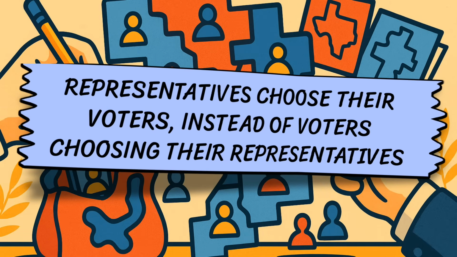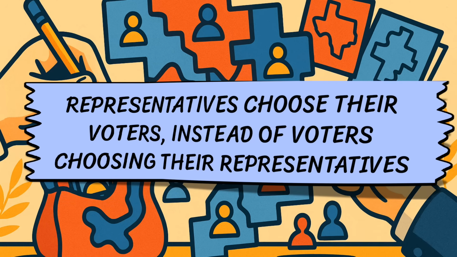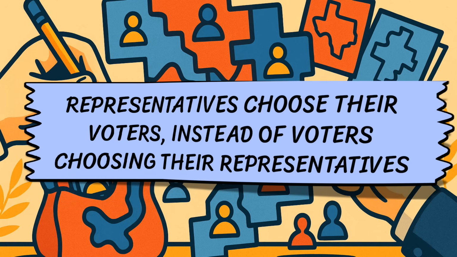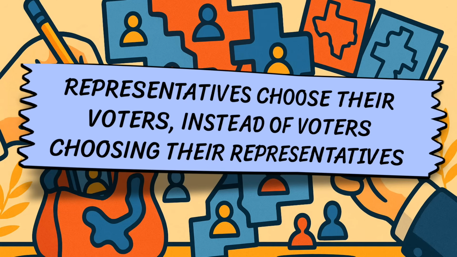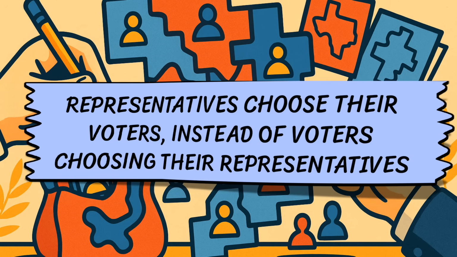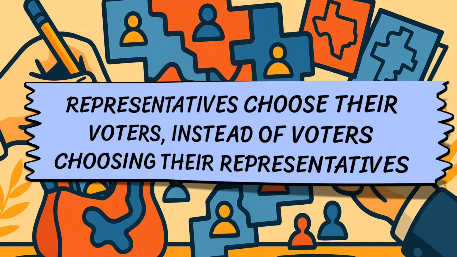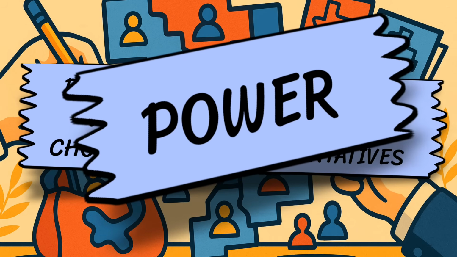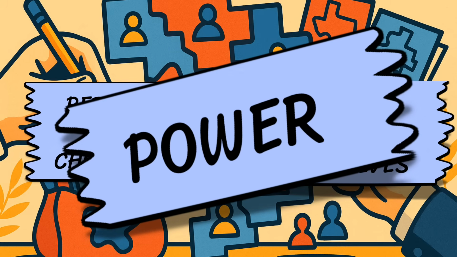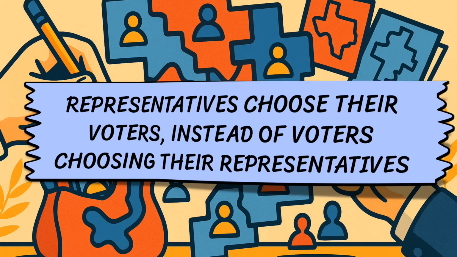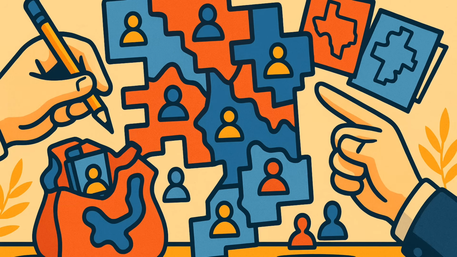Gerrymandering is one of the most controversial and least understood features of modern democracy. It's a process that allows politicians to manipulate the boundaries of electoral districts to serve their own interests, often undermining the very principles of representative government. At its core, gerrymandering is about power: who holds it, who keeps it, and who gets left out. It allows representatives to choose their voters instead of voters choosing their representatives.